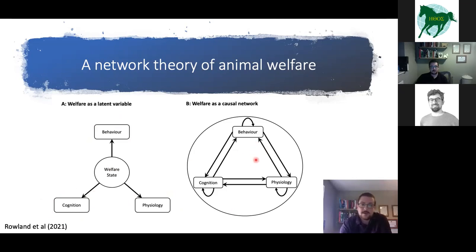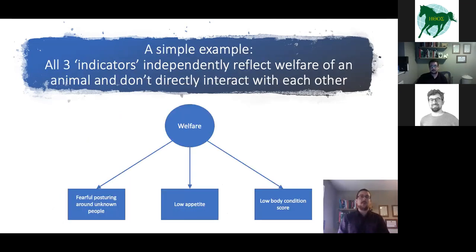Maybe welfare, as a subjective state, emerges out of causal interactions between all these different interacting components. And that's essentially what the network theory, if you like, of animal welfare is: that the things that we're measuring might have their own causal autonomy.